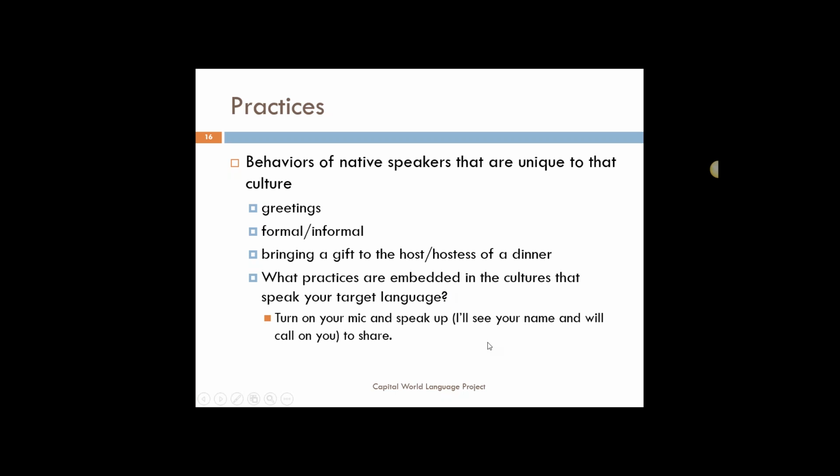So think of the cultures that you are teaching, your target language cultures, and what are some practices that come to mind that you associate with that target language culture? Okay, you can turn on your mic and speak.